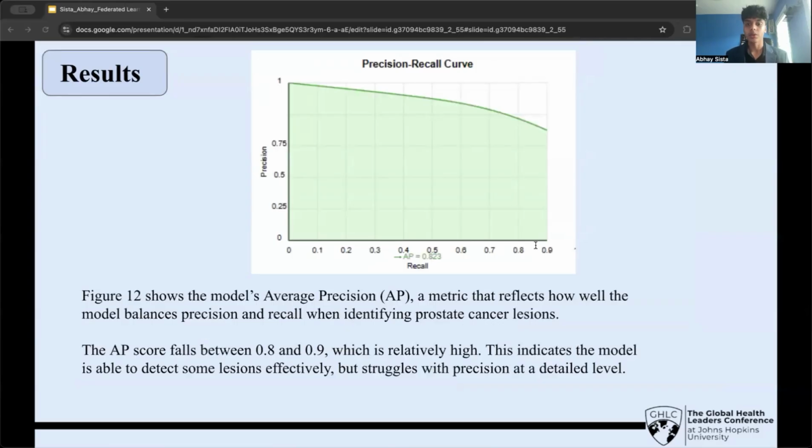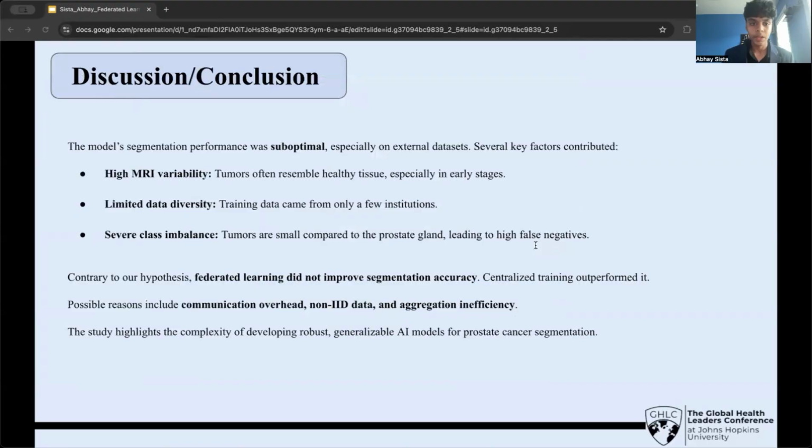Even though it may not always localize with high precision, it's important to note that AP is different from traditional accuracy. While standard accuracy is computed using a fixed threshold, usually 0.5, AP takes into account the model's predictions across all possible thresholds, which gives a more complete view of how well it performs. This makes AP particularly useful for segmentation problems like this one. So this metric shows some promise, but also reinforces that there's still a gap between research performance and clinical reliability.